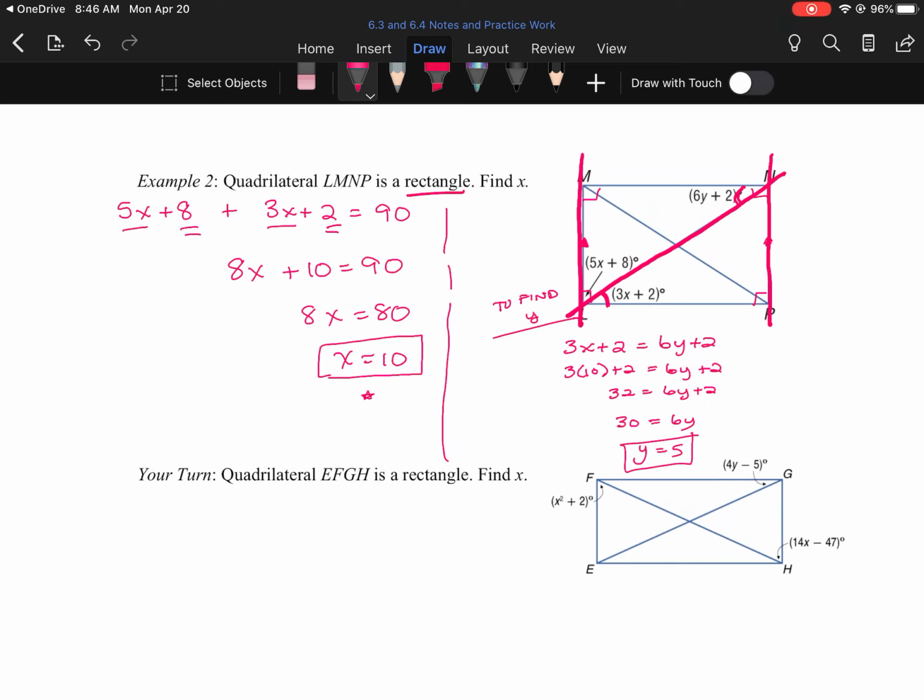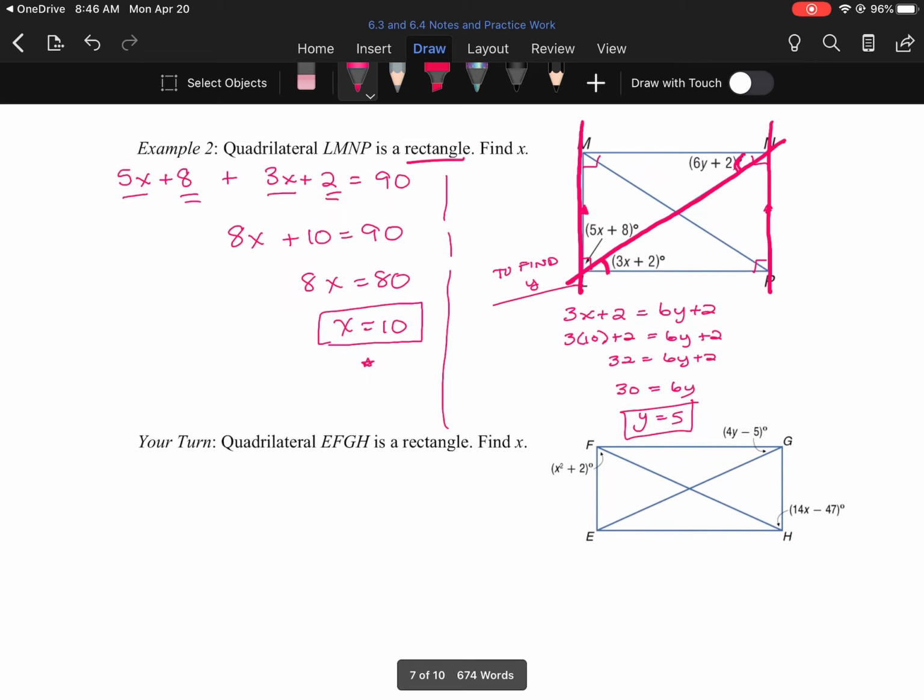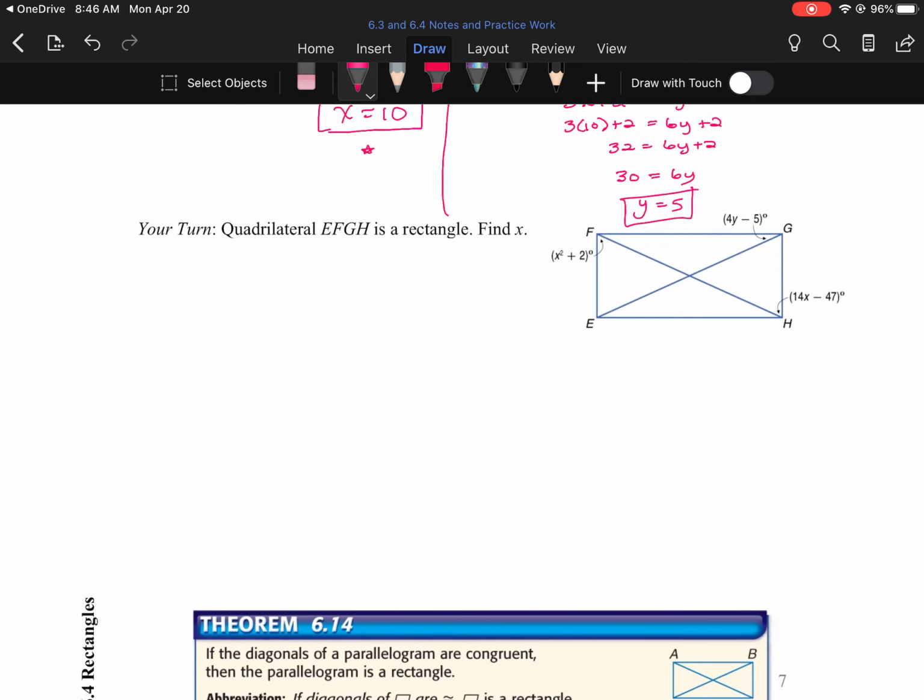Okay? All right, so take a moment here, and it just says to find x, so just find x. I'm going to give you a hint. You're going to have to factor a little bit, so hopefully you remember some of that from algebra. If you get stuck, come back and I'll be doing it.